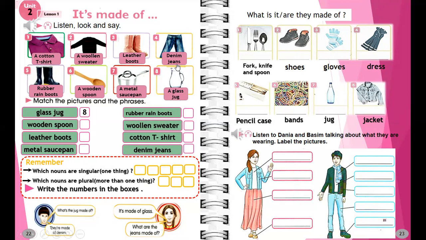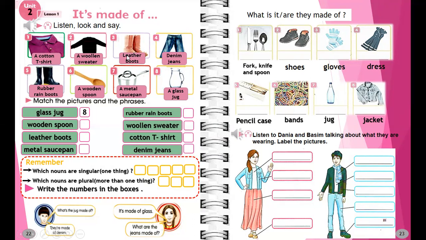Then, after we write the names and the pictures for these things, we also describe the material for each item. وصفنا مادة الصنع لكل صورة. So the t-shirt is made of cotton. هذا مصنوع من القطن. The sweater is made of wool. مصنوع من الصوف.